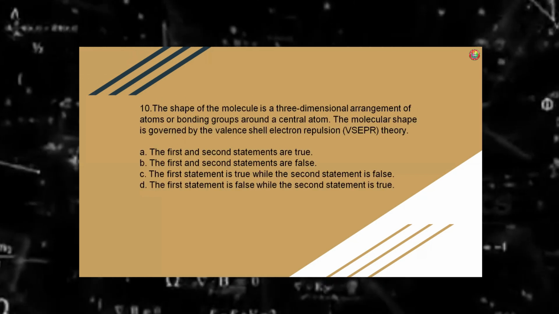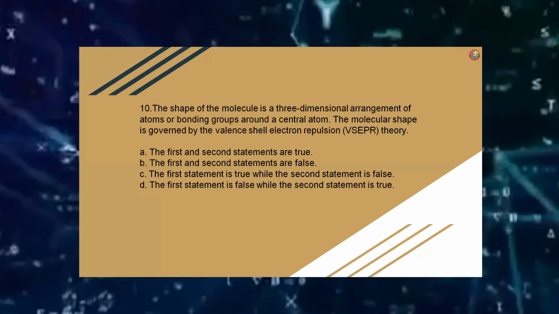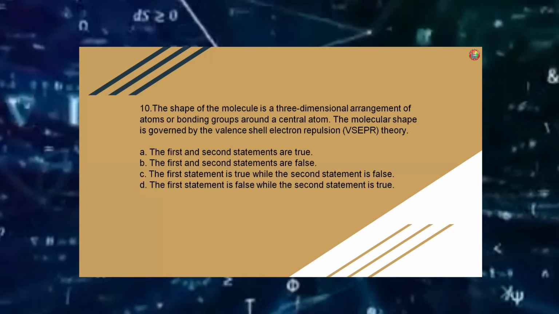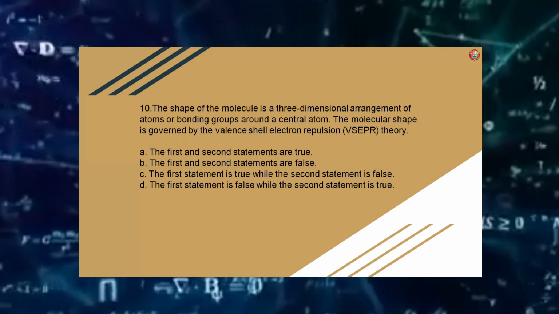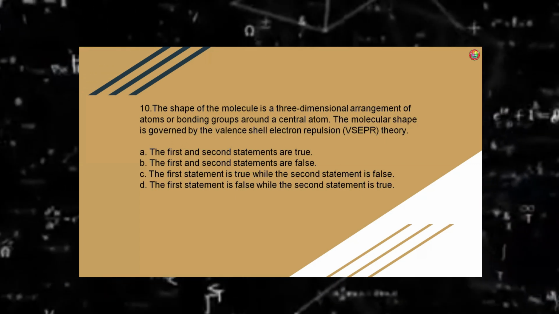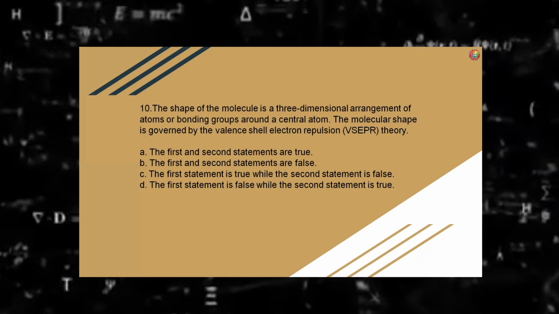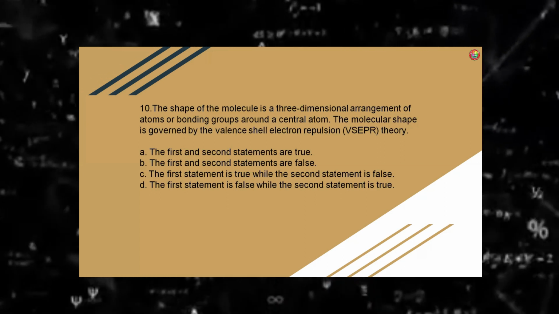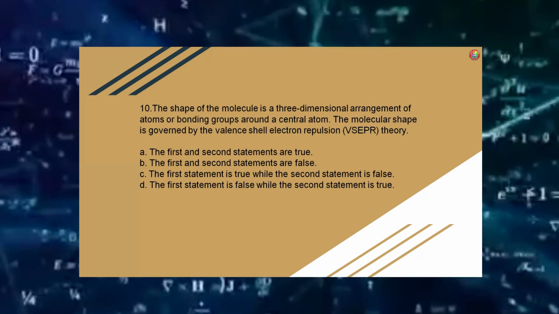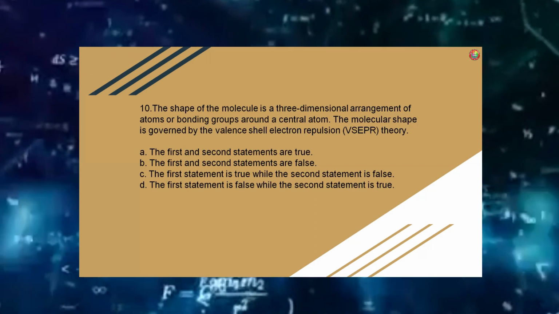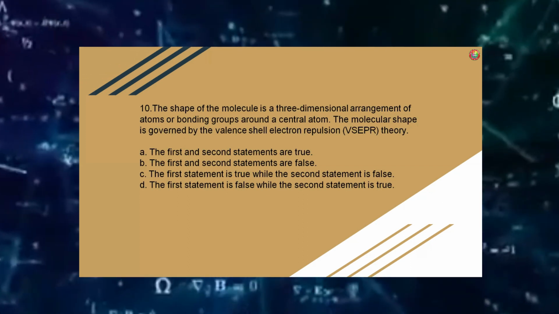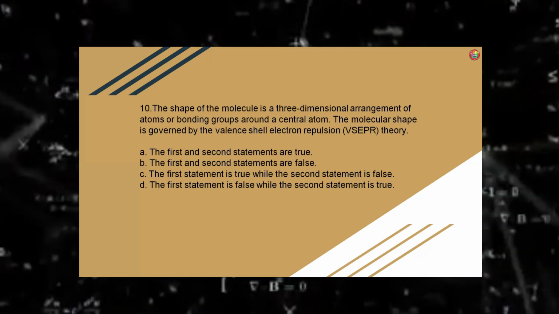10. The shape of the molecule is a three-dimensional arrangement of atoms or bonding groups around a central atom. The molecular shape is governed by the valence shell electron pair repulsion, or what we call VSEPR theory. A, the first and second statements are true. B, the first and second statements are false. C, the first statement is true while the second statement is false. D, the first statement is false while the second statement is true. So the answer is letter A.